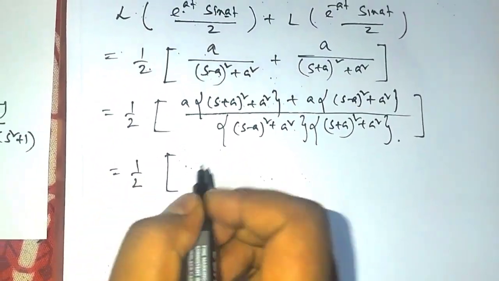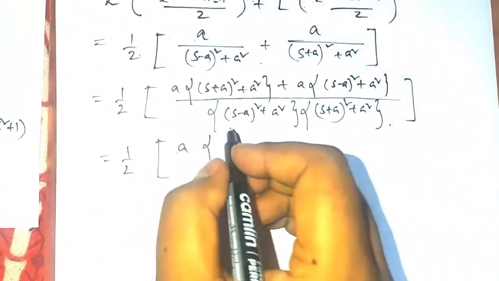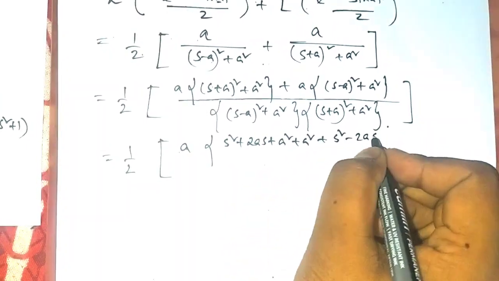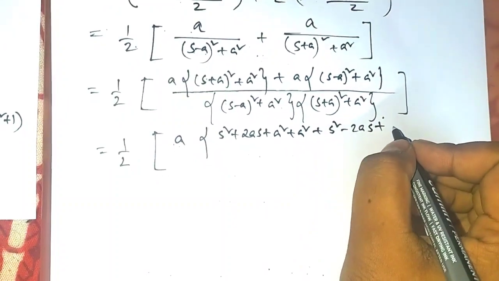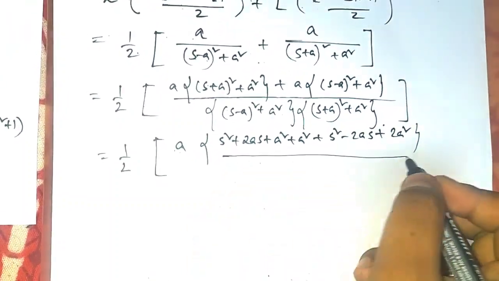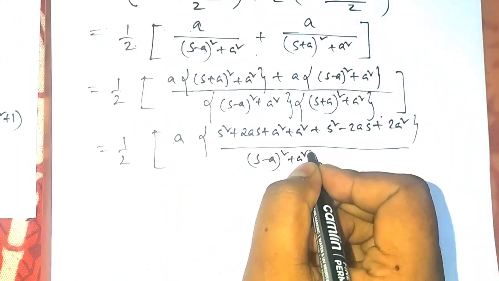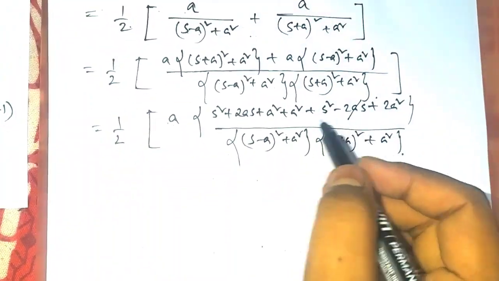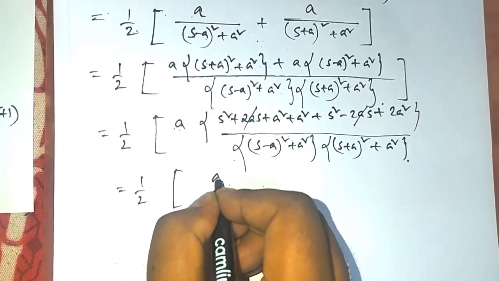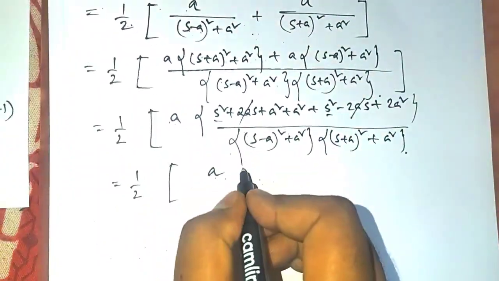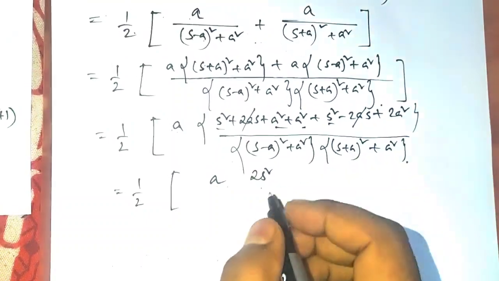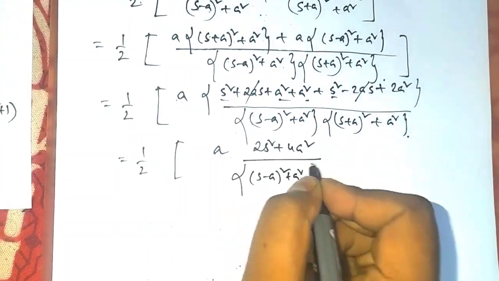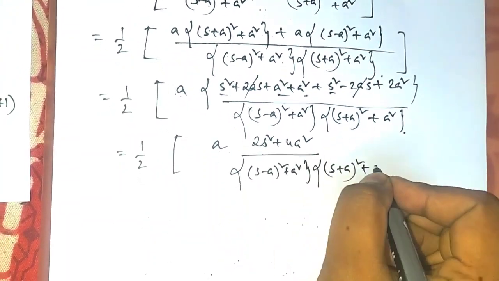From here I can write a will be common and split it. a square plus 2as plus a square plus a square plus a square minus 2as plus a square plus a square, so 2a square. Clear? By (s minus a) whole square plus a square into (s plus a) whole square plus a square. So here this will vanish. So 1 by 2 a into a square plus a square, so 2 square plus 2 square, 4 square, by (s minus a) whole square plus a square into (s plus a) whole square plus a square.